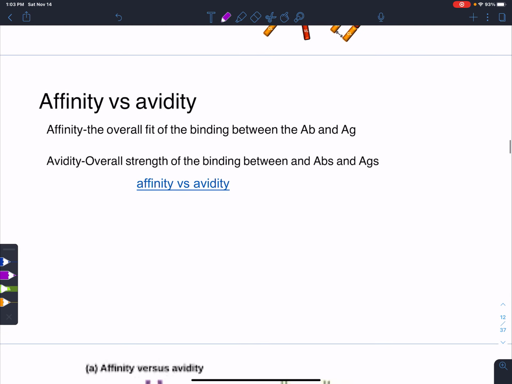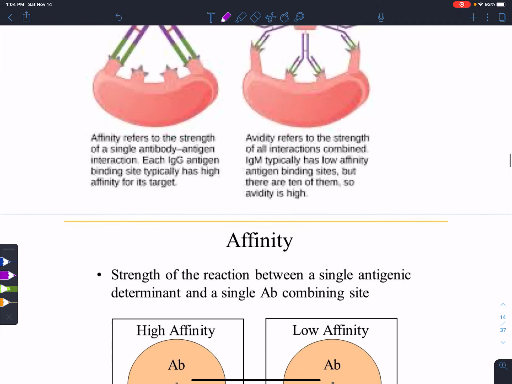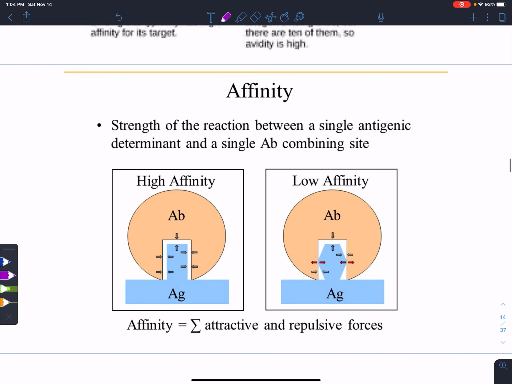Affinity versus avidity. What I want you to do, open this up and watch this video. It does help. Affinity is the overall fit. And let's see if I have that. Yeah, the picture right here. So the affinity is the fit. So you can see how this guy is like a perfect fit. It's single, okay, combining site. And over here, it fits in there, but it's not a perfect fit. So this one is definitely a higher affinity, and this one's lower. Okay.